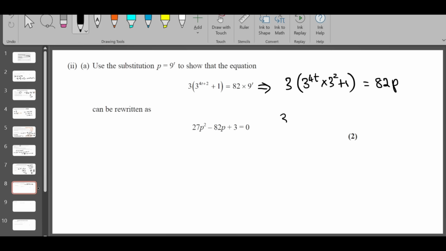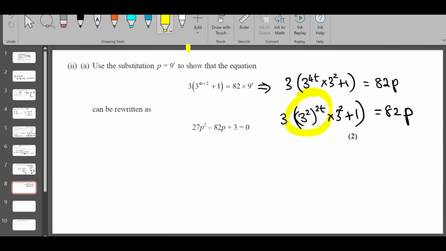Here 3 times, I'm going to write it as 3 power 2 to the power 2t times 3 squared plus 1. Hope you understand this. 3 power 4t, I have written this way. Or take this separately. You can write it as 3 power 2 to the power t to the power 2. Or simply write it as 9 power 2t, which is 9 power t whole squared, which is p squared. This becomes p squared then.